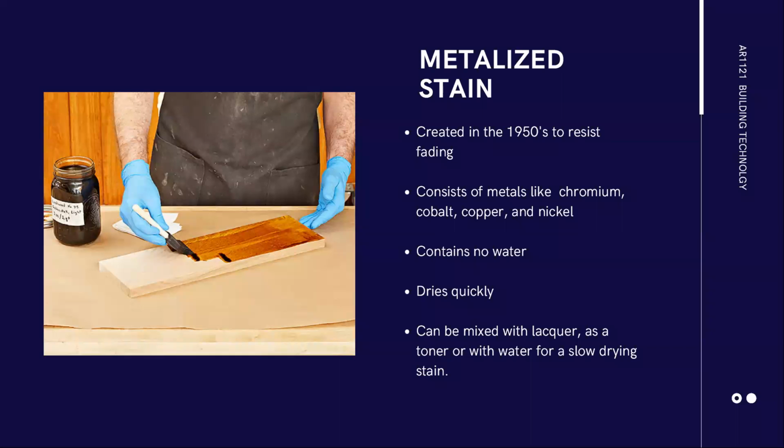Next is metallized stain. It was created in the 1950s to resist fading. It consists of metals like chromium, cobalt, copper, and nickel, which can make the wood sturdy. It contains no water, it dries quickly, and it can be mixed with lacquer as a toner or with water for a slow drying stain.